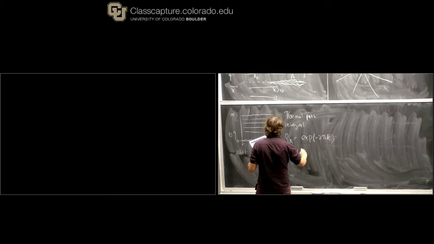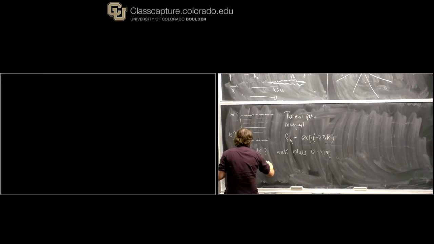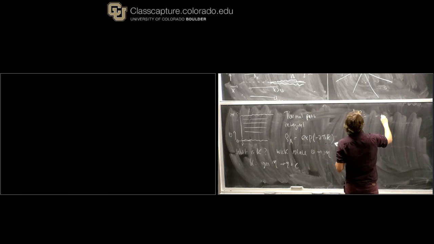Theta goes to i eta, and then K is the generator of time translations in eta. Okay, and so what do I get? Let me do the Wick rotation on that metric. I get r squared d eta squared plus dr squared. Right, and then there's always this extra dimension that factors out that I'll ignore.